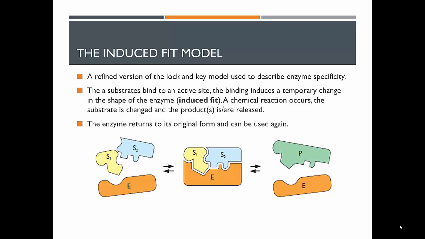The enzyme will then return back to its normal shape, and just like in the previous model, can be reused to bind with another substrate or substrates. Both models, I think, do a really good job of explaining specificity, but with the induced fit model, we can see that maybe the enzyme has less specificity. So there are a couple of enzymes in the body that can be used in multiple reactions. They're not common, but at least this model recognizes the ability of that to happen in the body.